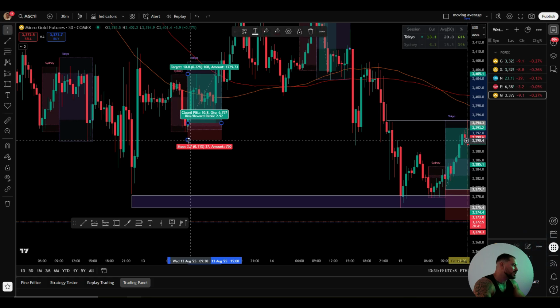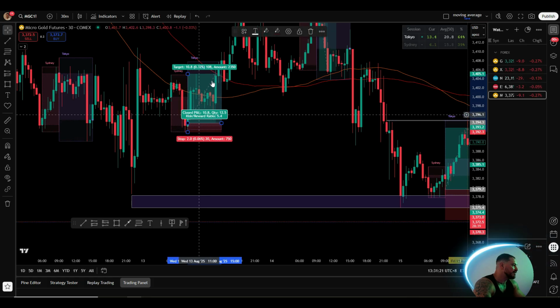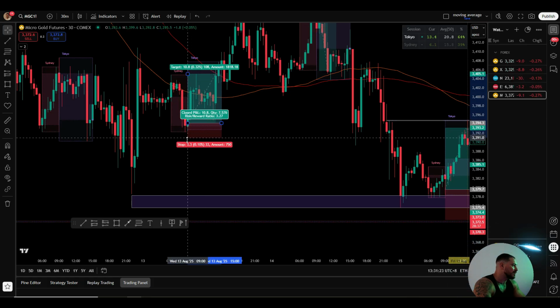And as soon as we start to push up, we can just move our stop. So it ends up being a 5.4 to 1 R. But usually I'm going to risk about 5 points, okay?